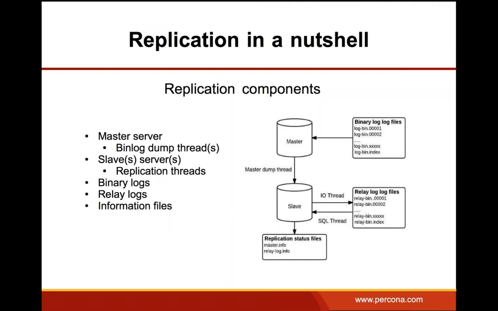Okay, yeah. Last thing I was saying about the slave files, besides the relay log files, which is basically a copy of the master binary log files, we will have two more files called master.info and relaylog.info, which contain some information about replication status. We will cover that later on.